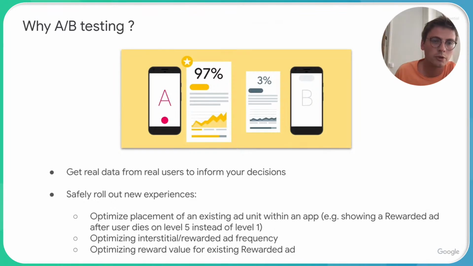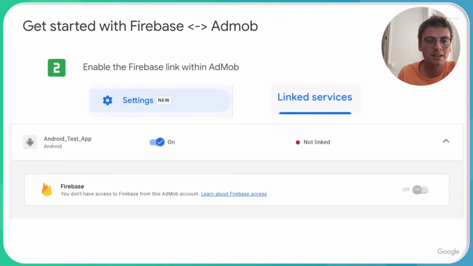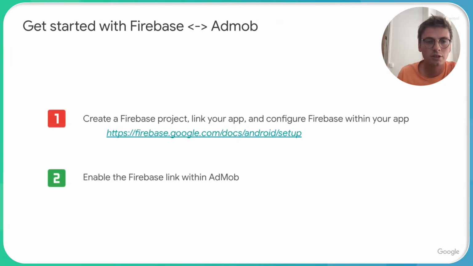So yeah, A/B testing is super important. Today, I'm going to show you how you can use Firebase and Admob to actually A/B test your ads implementation. And as previously, it's not a long list of things to do. Basically, it starts with some initialization and one-off steps you need to make for each of your apps. The first one is creating a Firebase project, claiming your app within Firebase, and then configuring Firebase within your app. So it's kind of similar to what we did for Admob, except it's for Firebase this time.